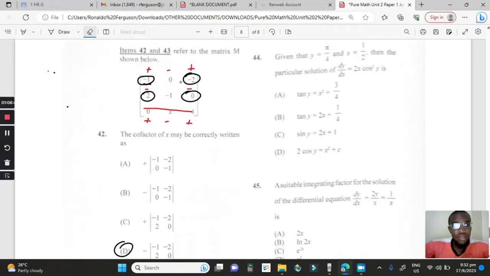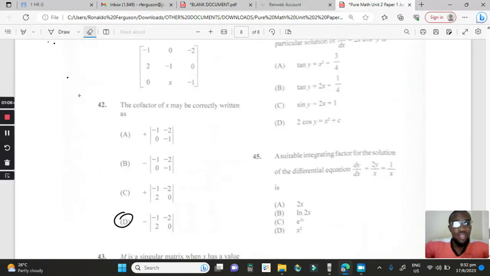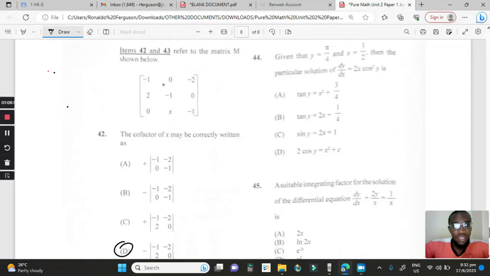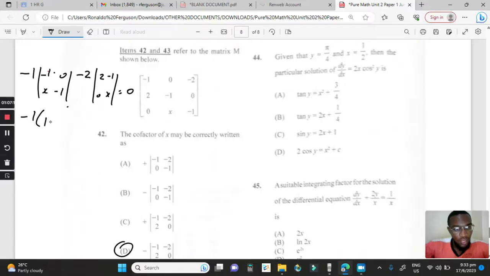So up here now, it's a singular matrix when the determinant is 0. So in this case, if we go up to here, we need the determinant to be 0. So if I go minus 1 times the determinant of minus 1, 0, x, minus 1, then minus 2 times the determinant of, crossing the row and the column, we get 2, minus 1, 0, x, equate that to 0. This is now minus 1 times 1 minus 0, and then this is minus 2 in brackets, 2 times x is 2x minus 0 equals 0.